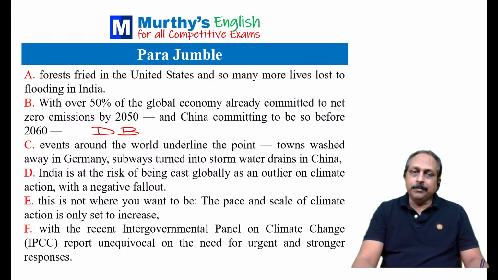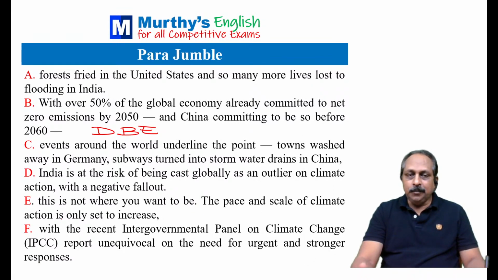Two is not F, two is B. D, B, and what is the third one? F is not correct. No, no, no. The third one is E. This is not where you want to be. Here, E is the third one. This is not where you want to be.